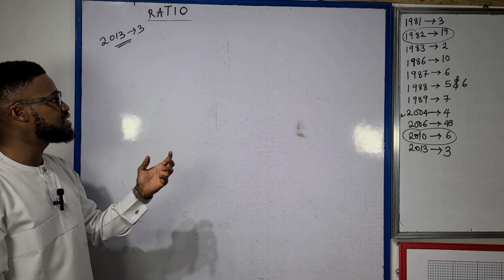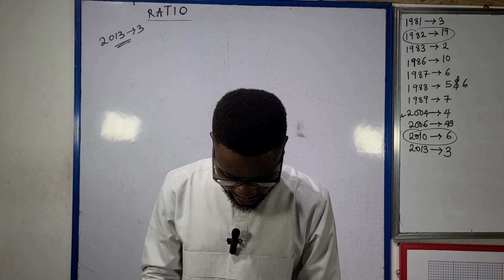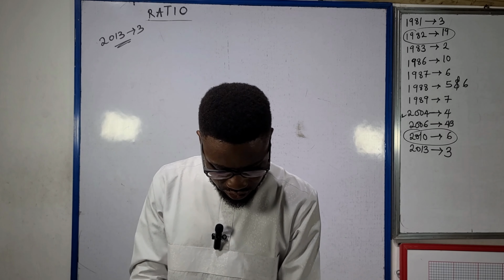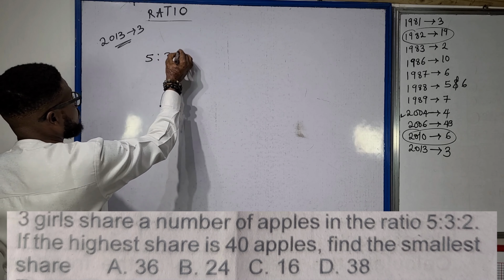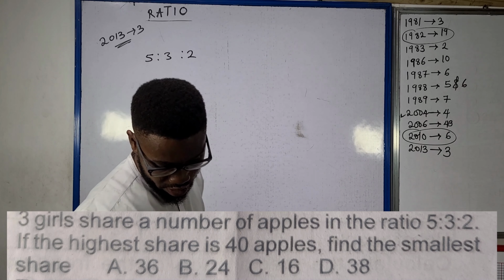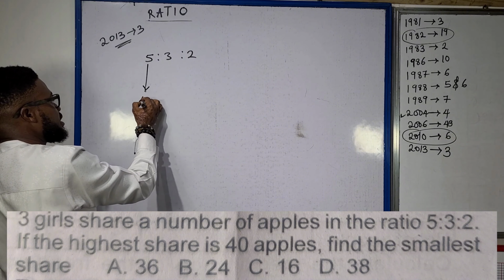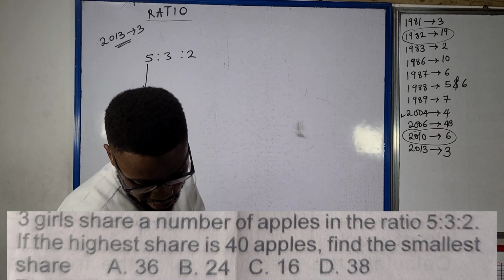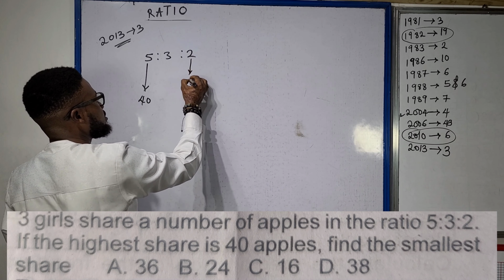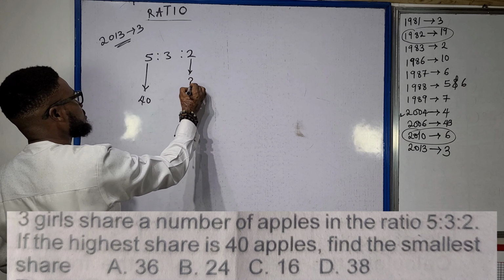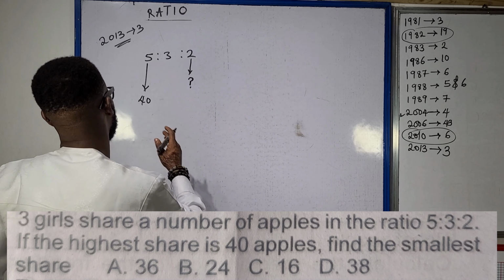And last but not the least on ratio is 2013 question 3. 2013 question 3 here states 3 girls share a number of apples in the ratio 5 to 3 to 2, and if the highest share is 40, of course this person is likely to get the highest share, 40. Okay, find the smallest share. This here is the smallest share, and that is the question.